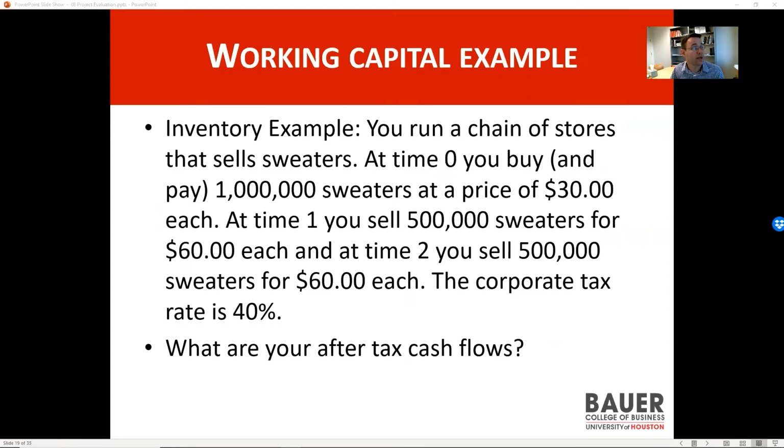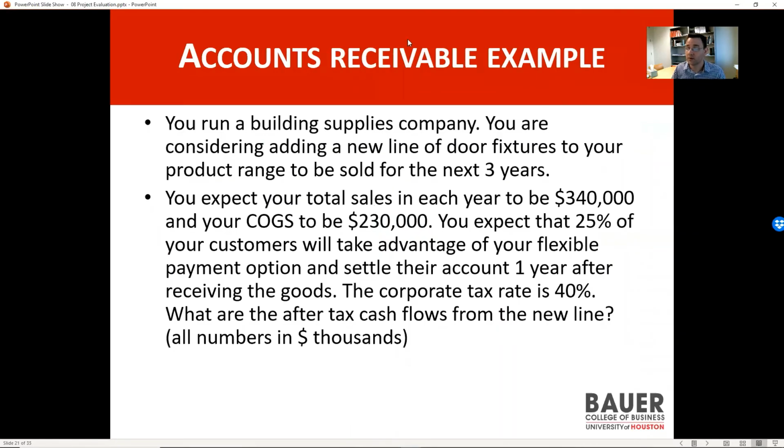Next, I want to talk about the accounts receivable example. Like inventory, accounts receivable is a current asset. Now, it's a little bit more subtle than inventory. Inventory, everyone kind of has a picture of what that looks like. You've got this stack of sweaters sitting on a shelf somewhere. Accounts receivable is the money that your customers owe you, right? Your customers bought some product, you gave them the product, but they haven't paid you for it yet. So you have a receivable. They still owe you money. Somebody owes you money. That's an account receivable.